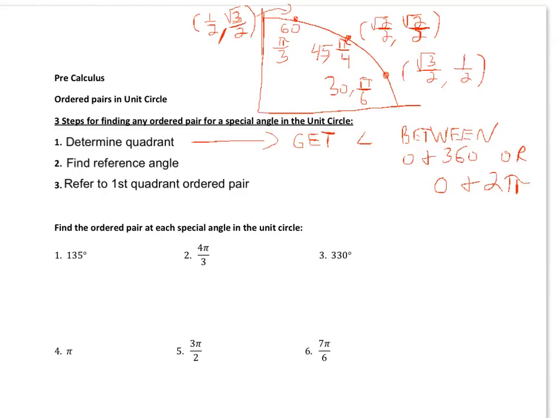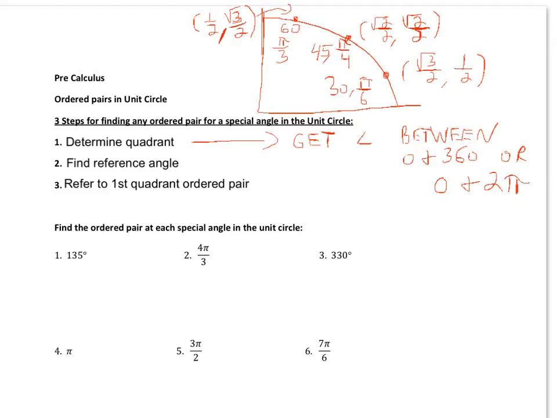All right, for this video, we're going to find ordered pairs for any special angles in the unit circle. I know in class we went over all the angle measures for all four quadrants, and they always correspond to either a 30, 60, 90 triangle or a 45, 45, 90 triangle. Now we're going to come up with more of a plan, a procedure of getting these ordered pairs without always referring to the unit circle.